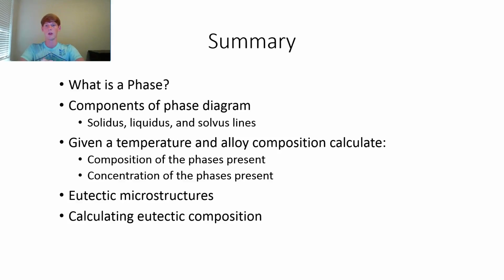So what did we cover? We covered the components of the phase diagram. Now with a given temperature and alloy composition, you should be able to calculate the composition of the phases present as well as their concentrations. We talked about eutectic microstructures and calculating eutectic composition. I know I went really quickly. Please go back and look over any of the calculations you were confused about.